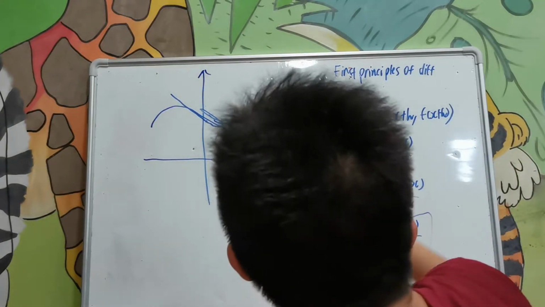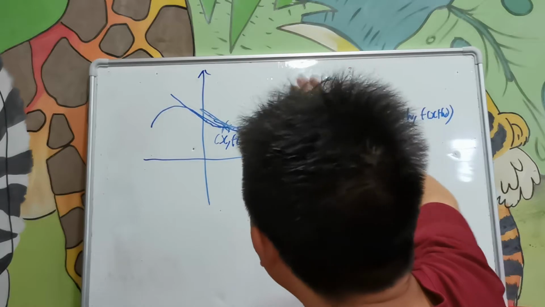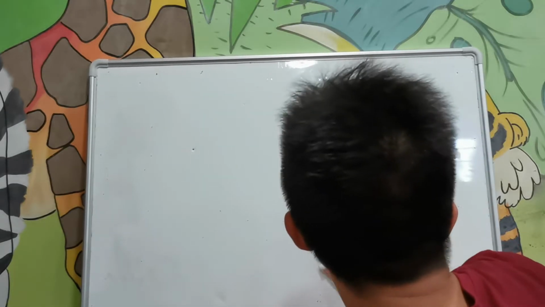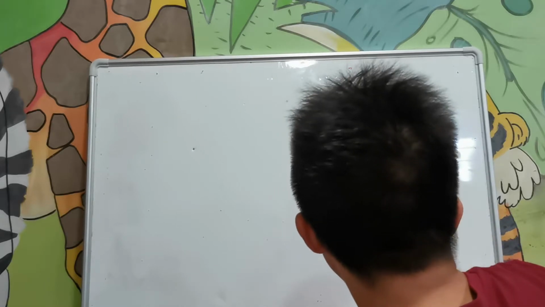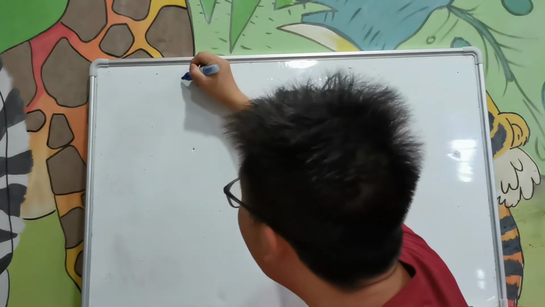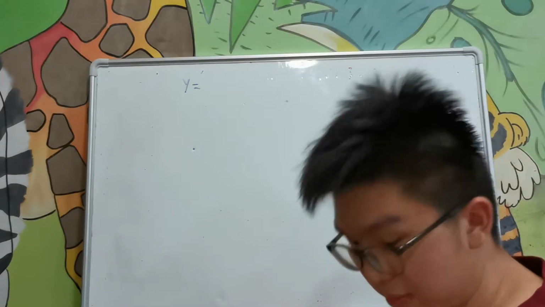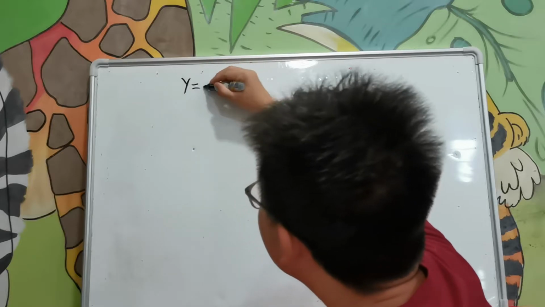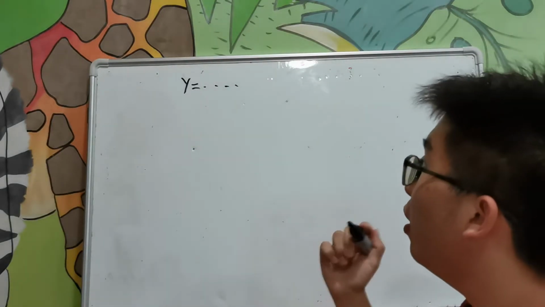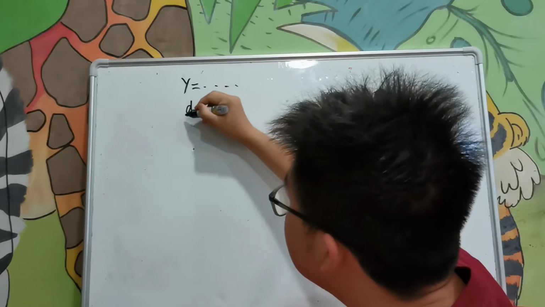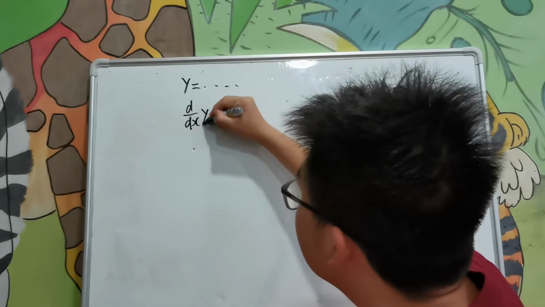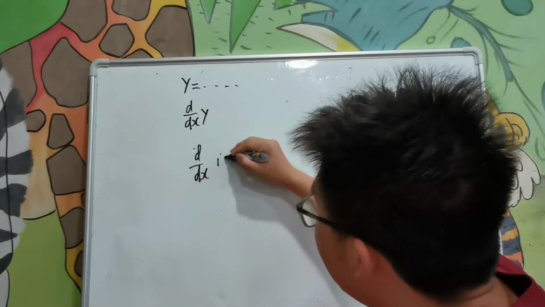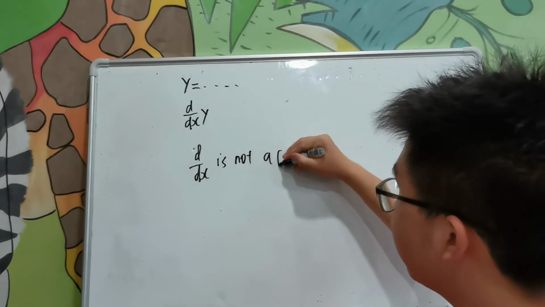Now on to notations and baby differentiation. So notation-wise, let's say I have some function y and I want to differentiate it. What I do is I write this thing called d/dx of y. So d/dx, mind you, is not a fraction.